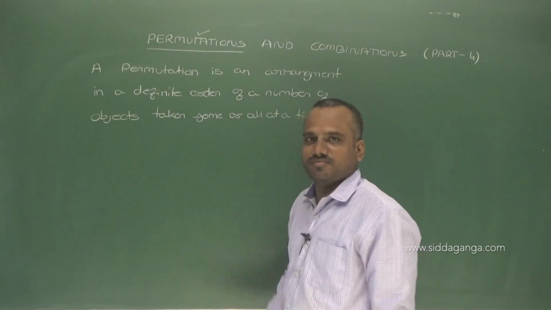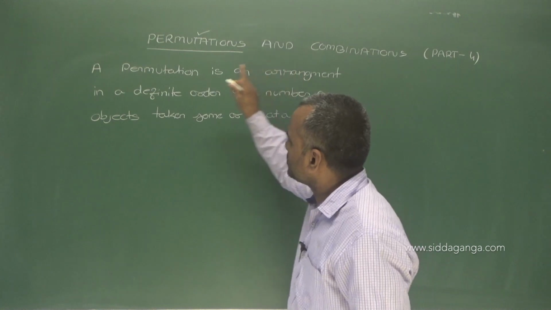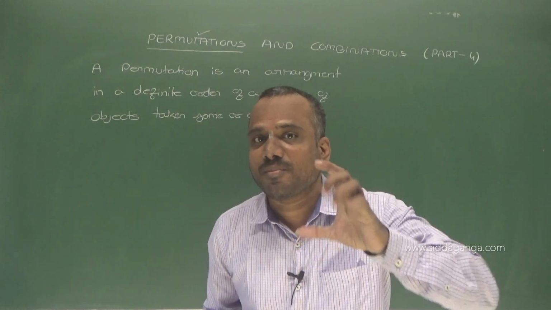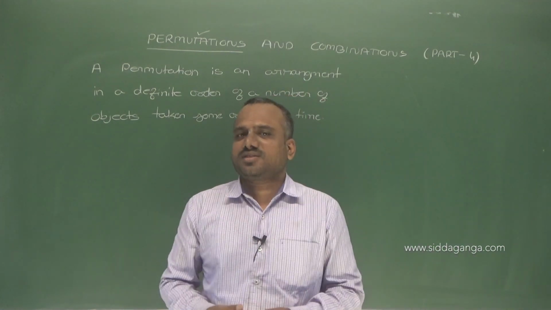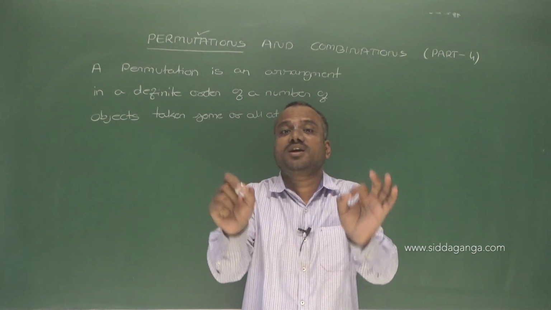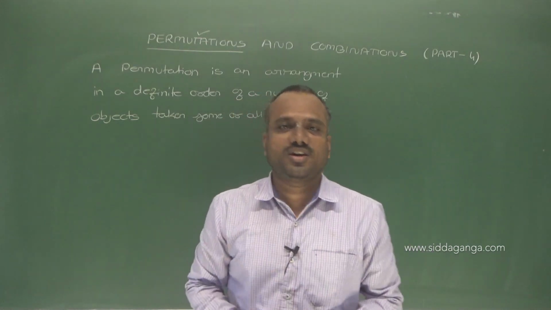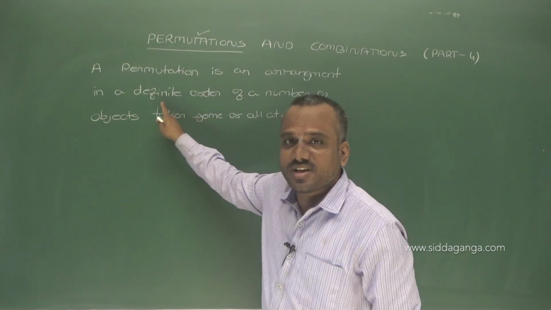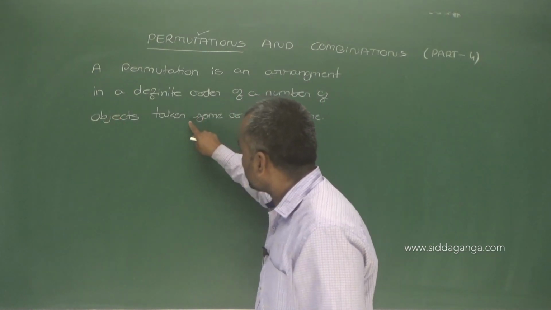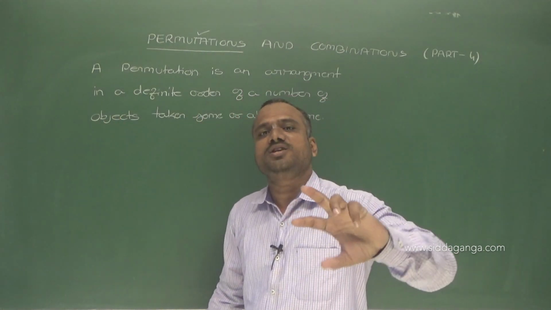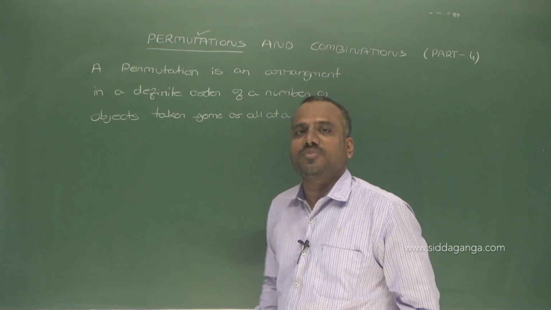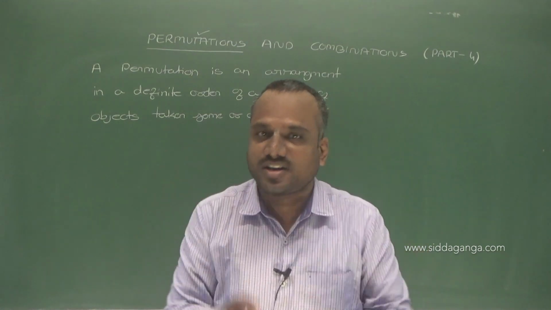One definition I have written: a permutation is an arrangement in a definite order. Simply, if anybody asks what permutation means, permutation is the arrangement of elements in a definite order. Arrangement of elements in a definite order of a number of objects. It may be 2, 3, 4, 5 taken some at a time. If the objects are 3, we have to arrange 2. If the objects are 4, we have to arrange 3, like that, or all at a time. If the objects are 3, we have to arrange 3 at a time.